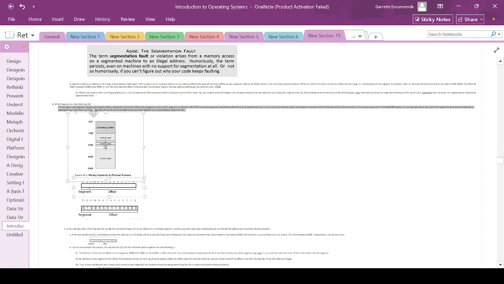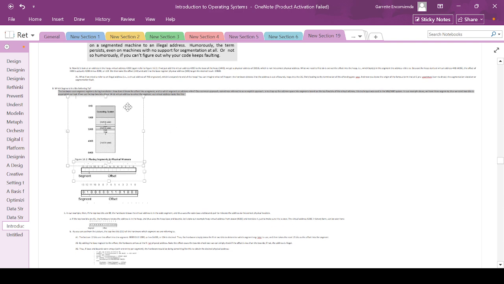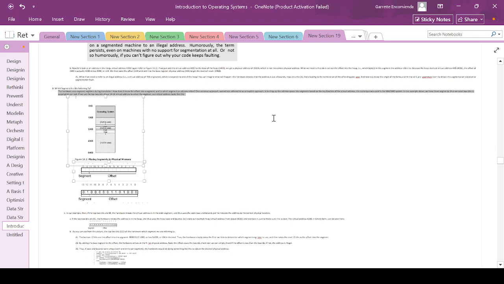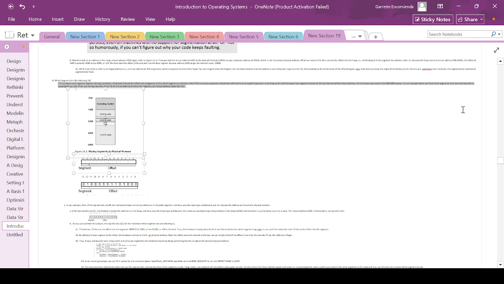So again, the hardware uses segment registers during translation. So the segment registers are doing this. How does it know the offset into a segment and to which segment an address refers? So the offset, like the 4000 kilobytes minus something, or one common approach, sometimes referred to as an explicit approach, is to chop up the address space into segments based on the top few bits of the virtual address. The technique was used in the VAX or VMS system. In our example above, we have 3 segments, thus we need 2 bits to accomplish our task.